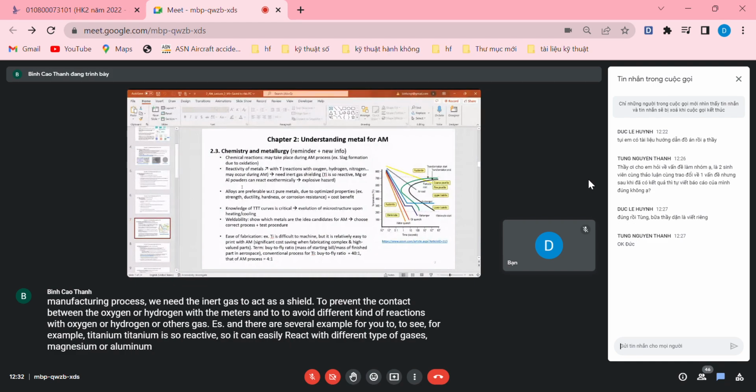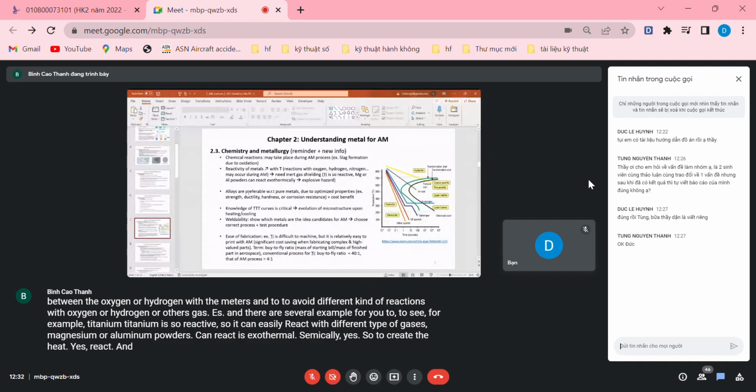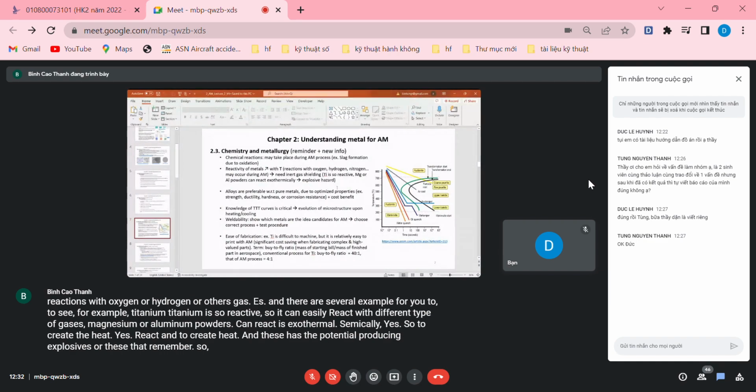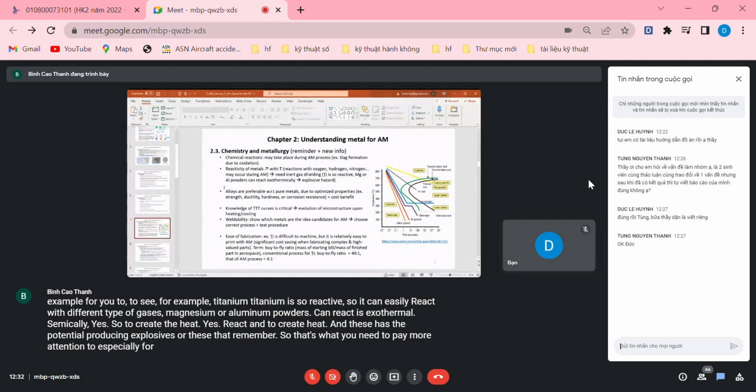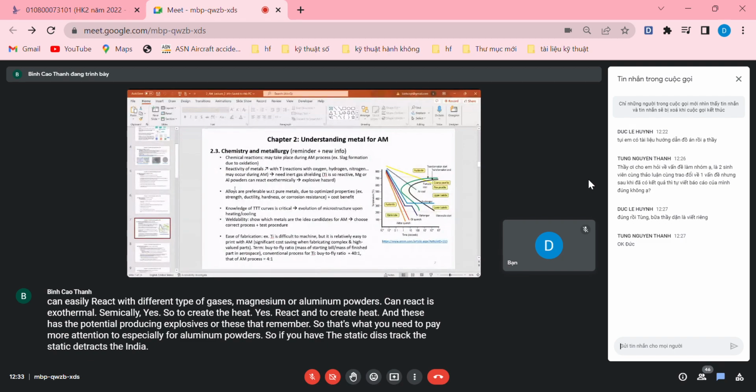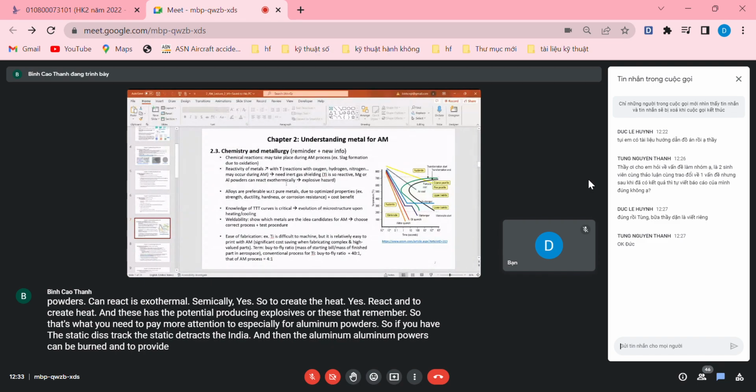Magnesium or aluminum powders can react exothermically, yes, to create heat. And this has the potential of producing explosive hazards. So it is detrimental. That's what you need to pay more attention to, especially for aluminum powders. So if you have static discharge, the aluminum powders can be burned and provide different kinds of heat, and it's quite dangerous for humans.